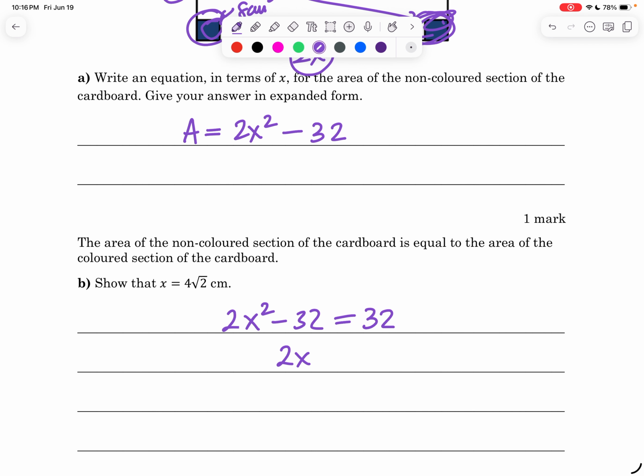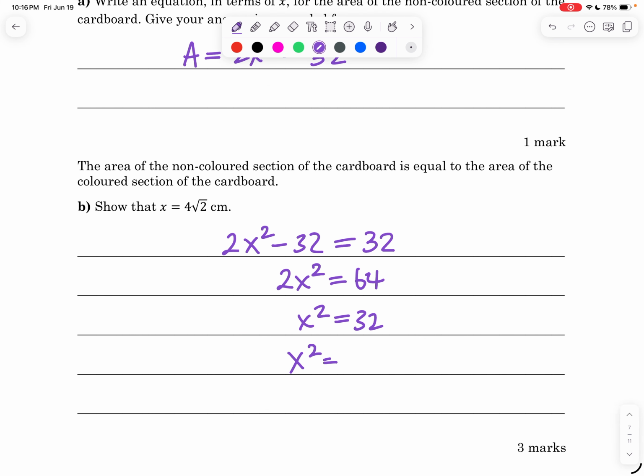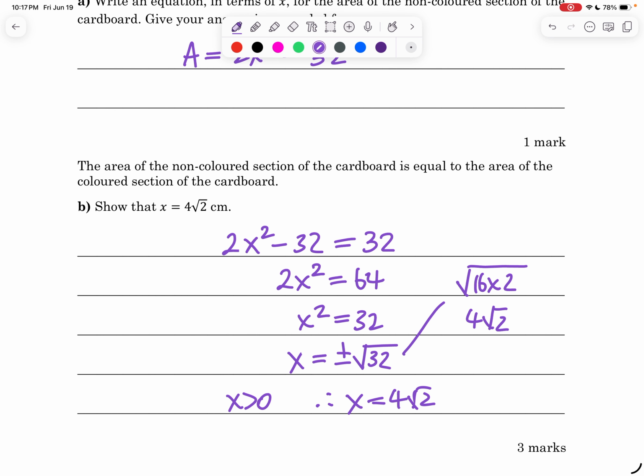So 2x squared is equal to 64. X squared is equal to 32. X is plus or minus root 32. We know root 32 is root 16 times 2, which is 4 root 2. And we say x has to be greater than 0. Therefore, x equals 4 root 2.